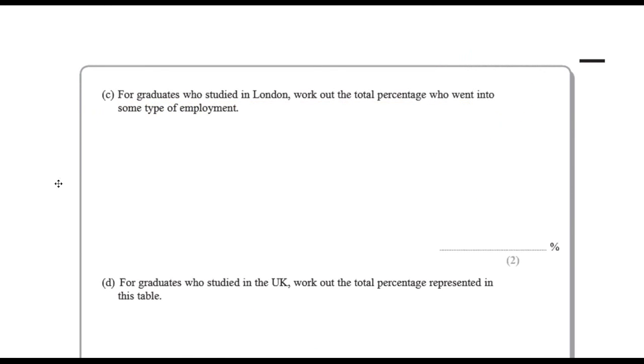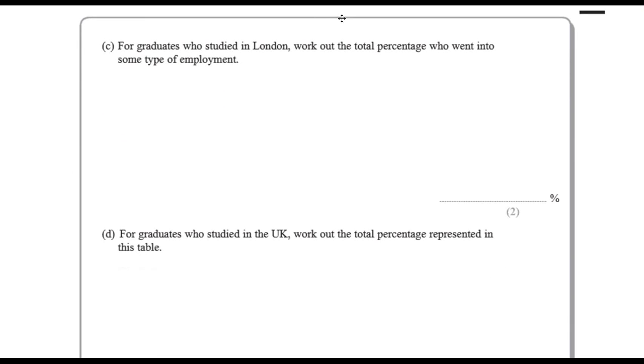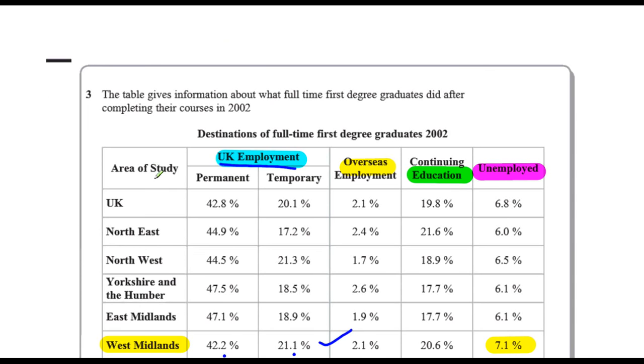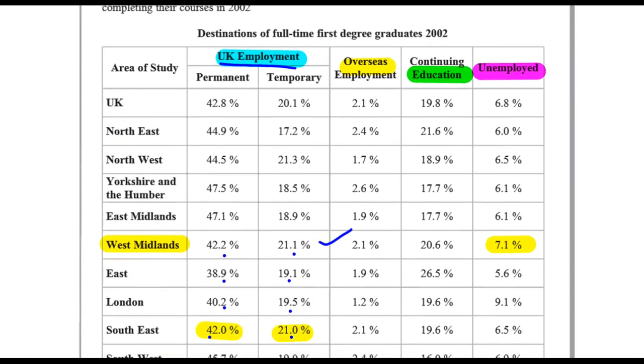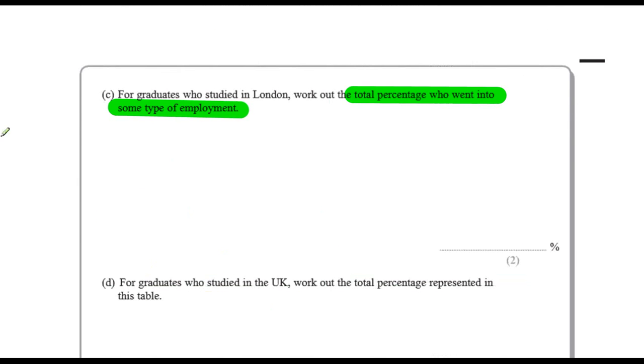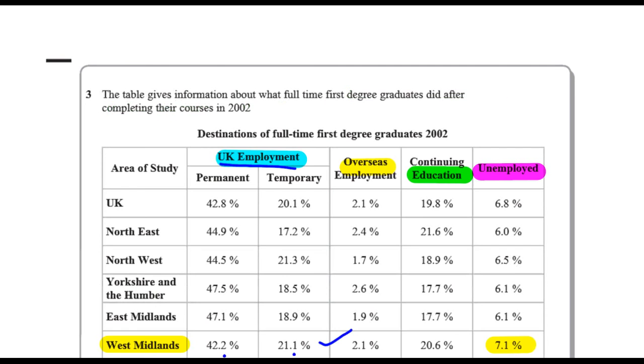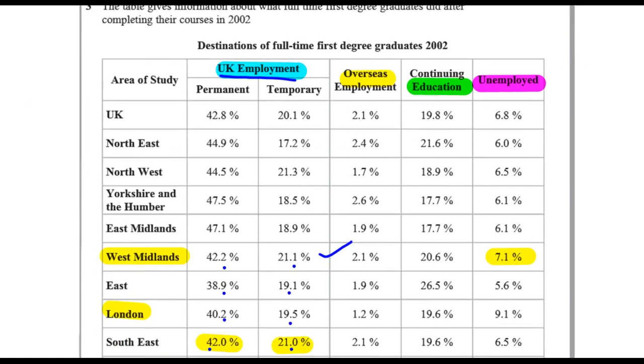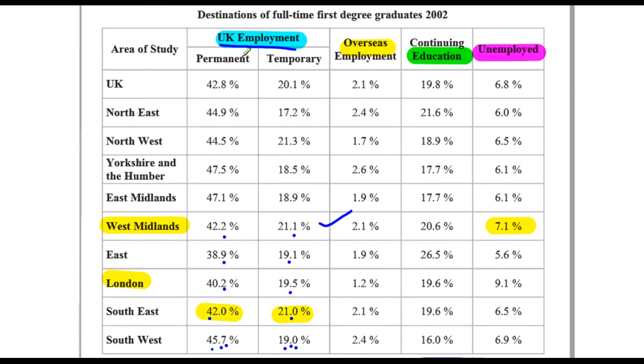Moving on to part C. For graduates who studied in London, work out the total percent who went into some type of employment. So we're looking at those who studied in London. So we scroll down to London. Here, total percent, let's remind ourselves, who went into some type of employment. So it doesn't matter if they were employed overseas or employed in the UK. Okay, and it doesn't matter if they were permanent or temporary. The only ones we actually don't want are if they continued education, because that's not employment, or if they were unemployed. So we're going to add up the permanent, temporary and the overseas to get our answer.